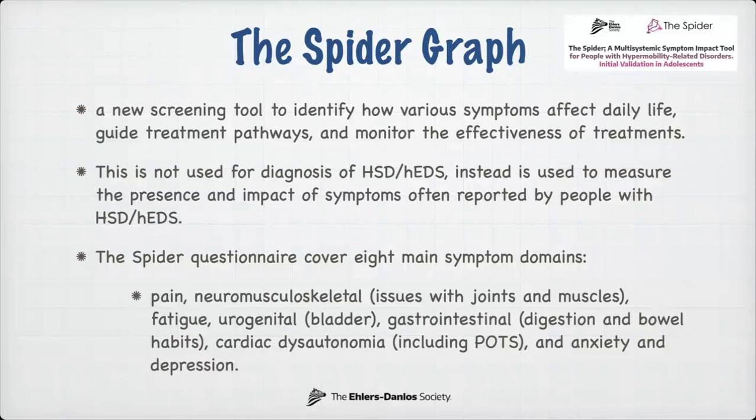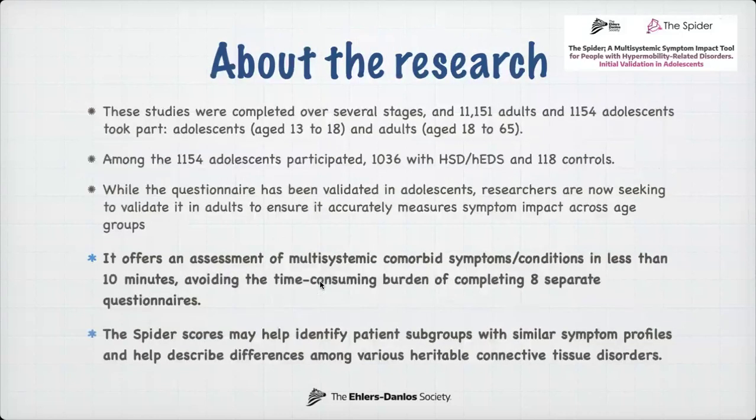This is not used for the diagnosis of HSD or HEDS. Instead, it is used to measure the presence and the impact of symptoms that are reported. The SPIDER questionnaire covers 8 domains, such as pain, whether it's acute or chronic, neuromusculoskeletal issues such as joint and muscle problems, fatigue, bladder issues, bowel issues, digestion issues, cardiac dysautonomia, including POTS, as well as anxiety and depression.